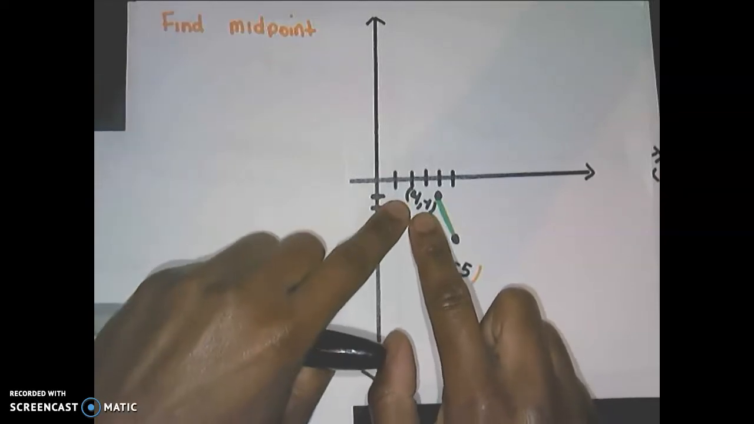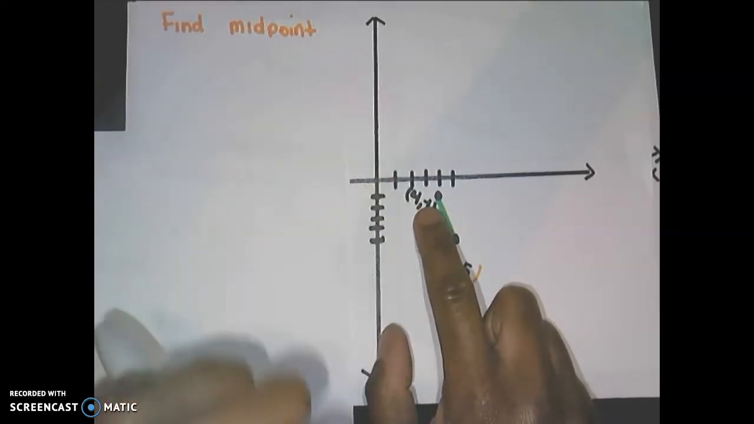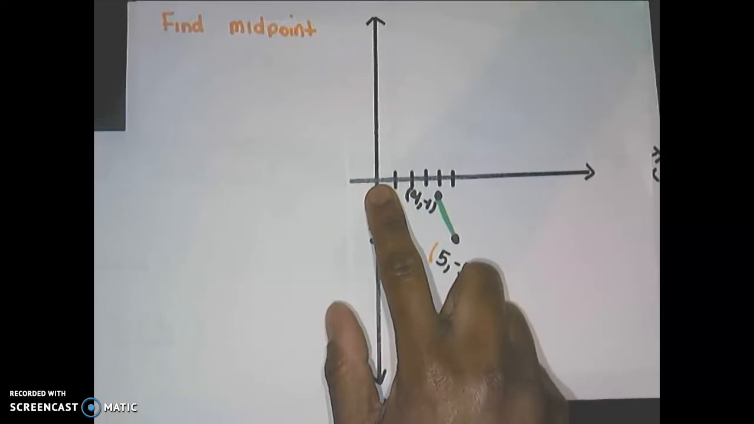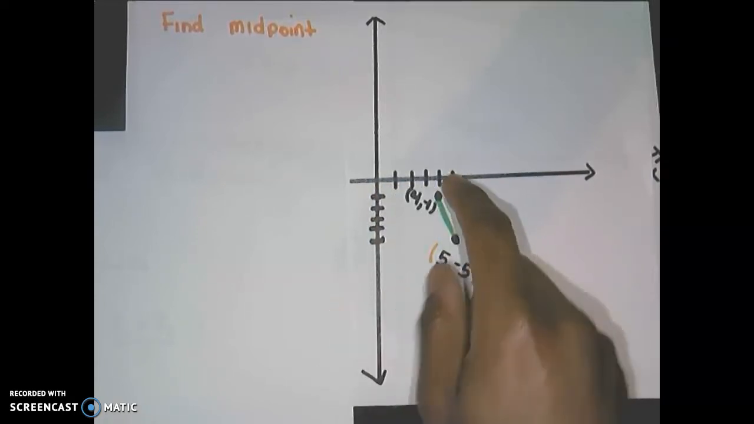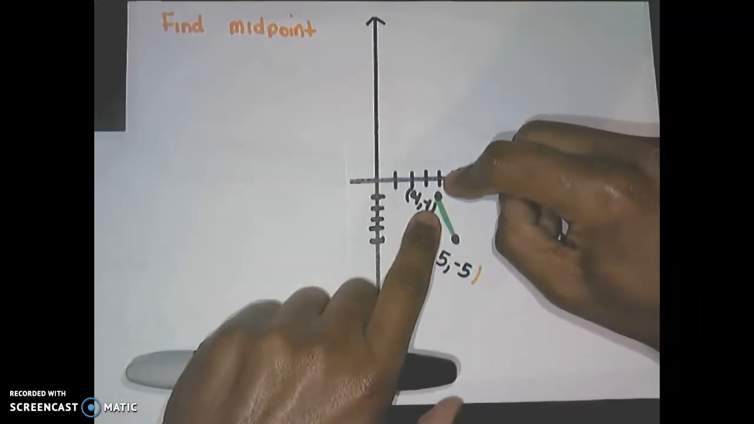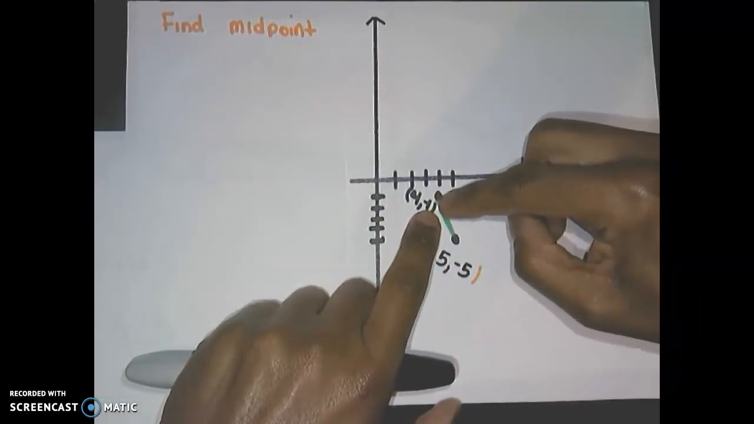So here, this says this is the point of 4, 1. So that means my x value is 4. So if you go from the origin, that means we just went to the right 4 units. So 1, 2, 3, 4, we're here. But this is a -1. So that means we're going down 1 unit. So this is the point of 4, -1.